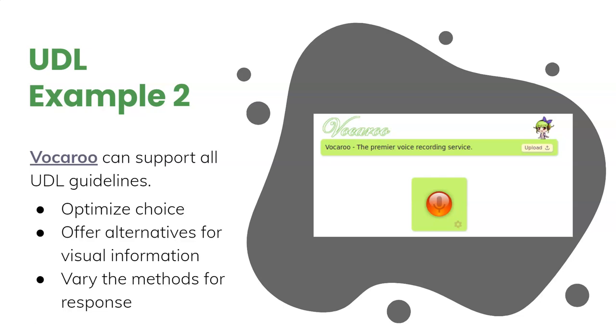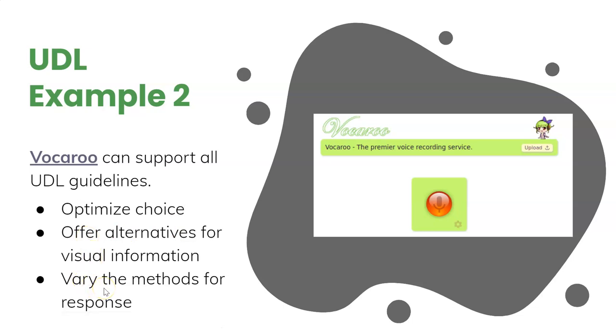And so it also offers alternatives for visual information. Instead of just posting text or even a presentation in your learning management system, you could record your lesson or even record yourself reading a document, because your voice reading is going to be a lot more engaging than a screen reader for your students. And now you can offer alternatives for that visual information.